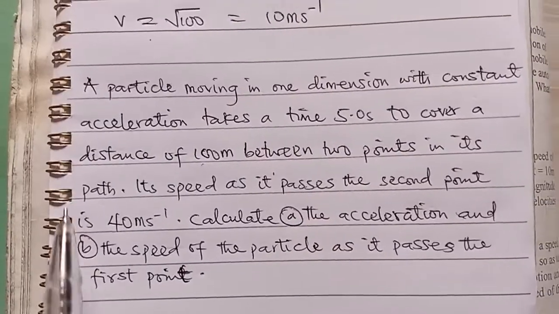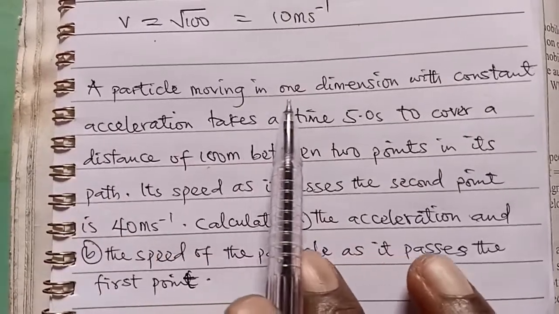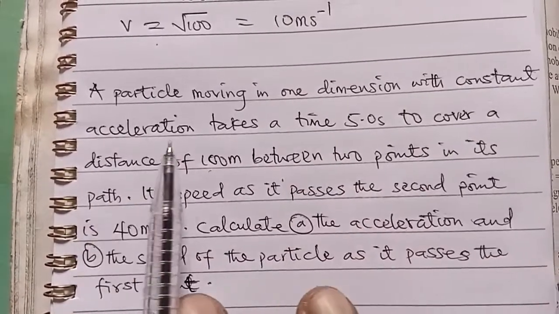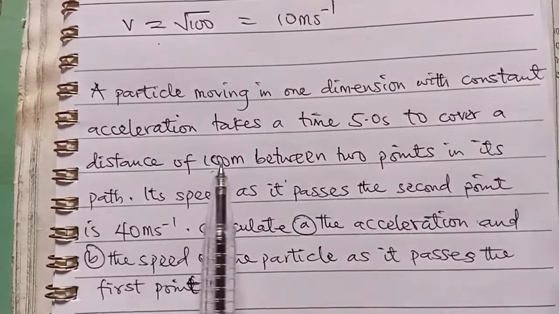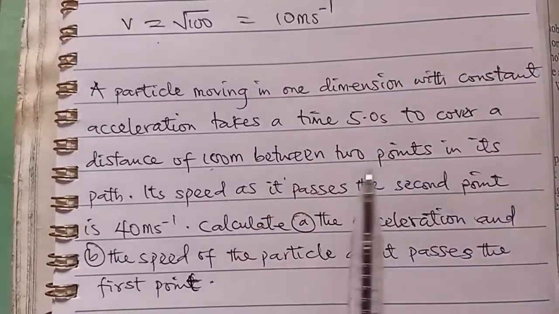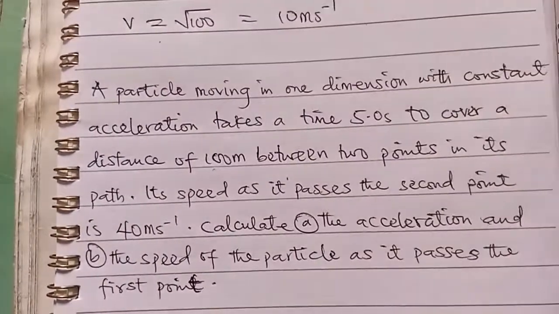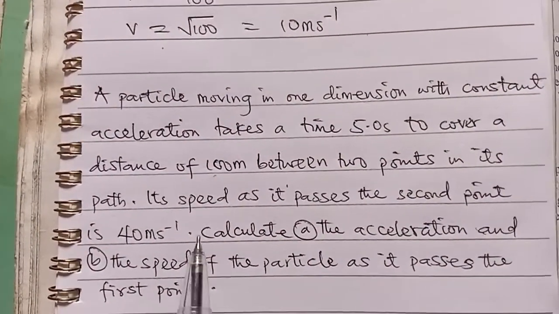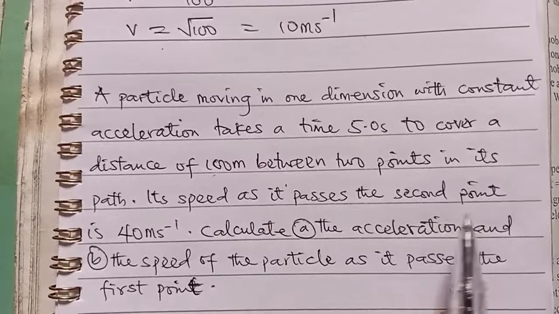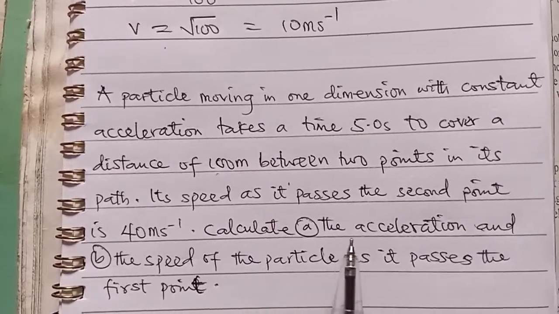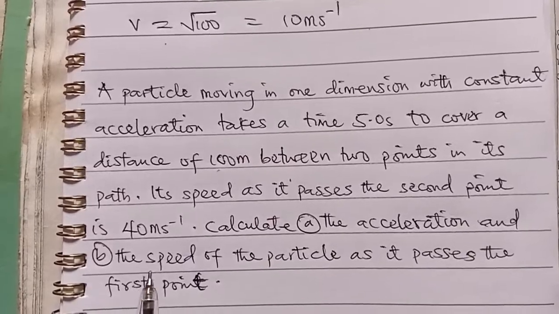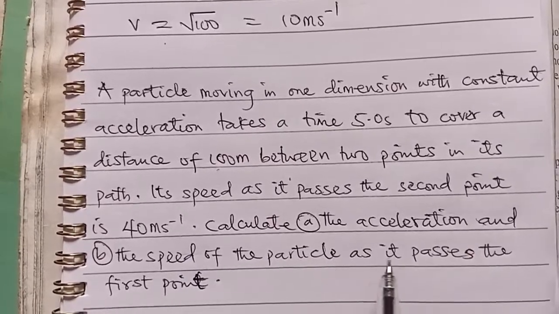For example, a particle moving in one dimension with constant acceleration takes a time 5.0 seconds to cover a distance of 100 meters between 2 points in its path. Its speed as it passes the second point is 40 meters per second. Calculate A, the acceleration, and B, the speed of the particle as it passes the first point.